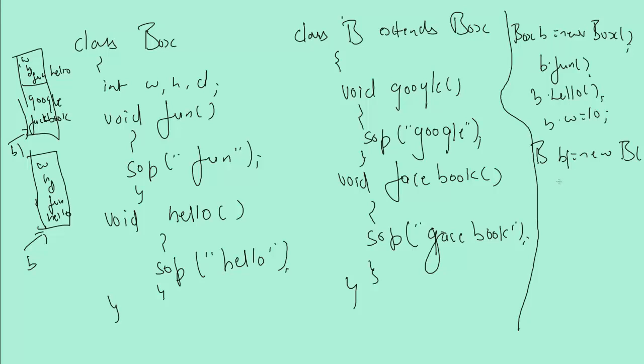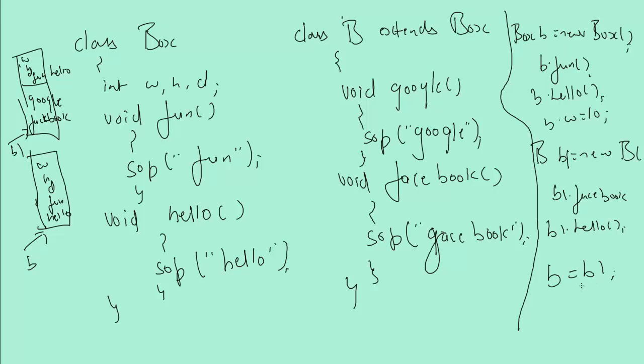Okay, so now B1. Through B1, what members can I access? I can access all the members of class box and class B. Through B1 I can access Google, Facebook and all. B1 dot Facebook I can say. I can go ahead and say B1 dot hello. Whatever it is, I will be able to access. I can also write a statement like this, right? B is equal to B1.